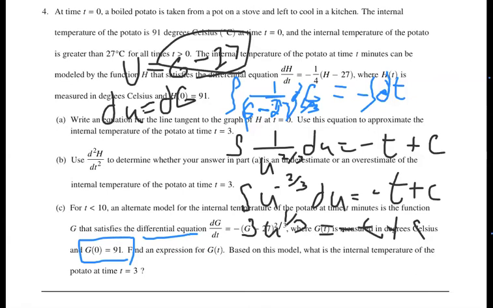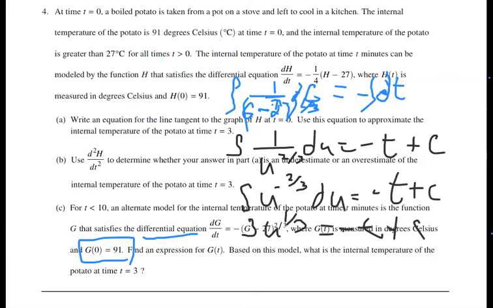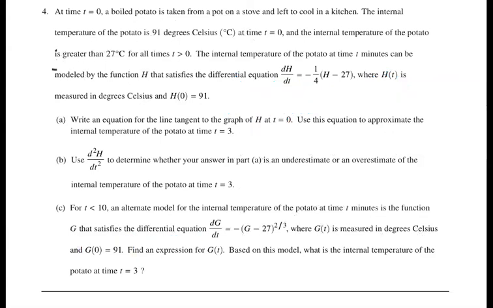So I'm going to erase some of this so I can do this problem over here. So I'm going to have 3 times (G minus 27) to the 1/3 power is going to equal negative t plus some c. Now I'm going to plug in my point, (0, 91).